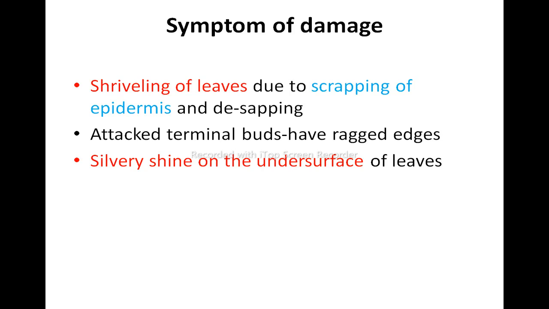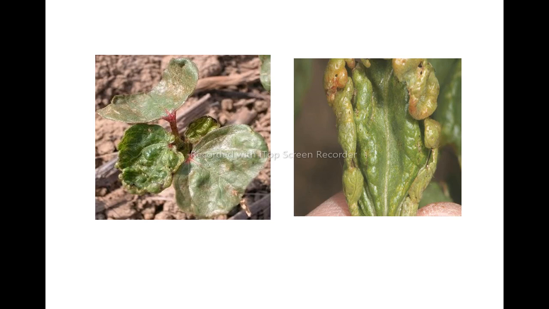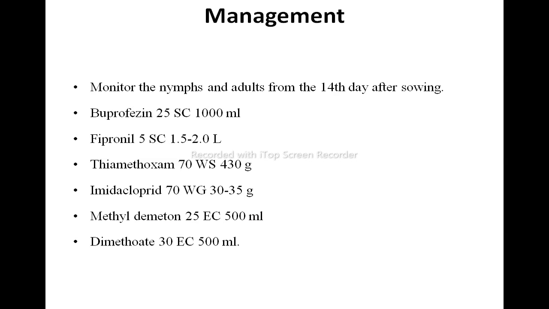And the most important symptom of the thrips is that the leaves show a silvery shining appearance on the under surface of the leaves. In the picture we can see the silver shining appearance. In the second picture we can see the shriveled leaves.